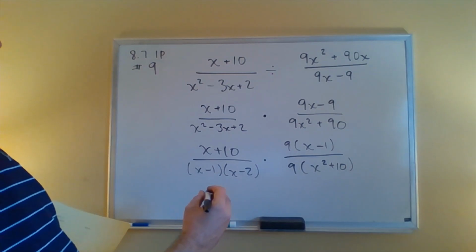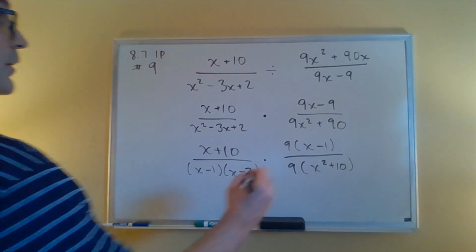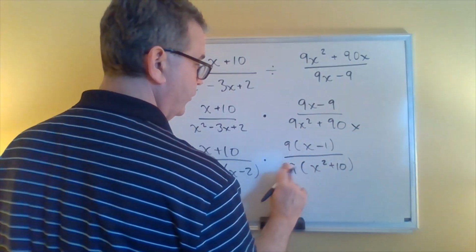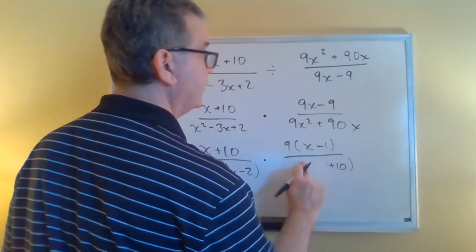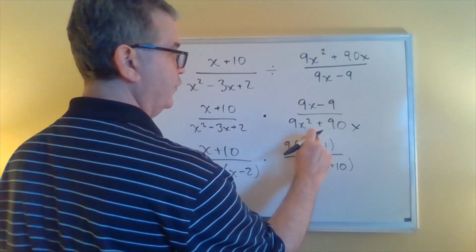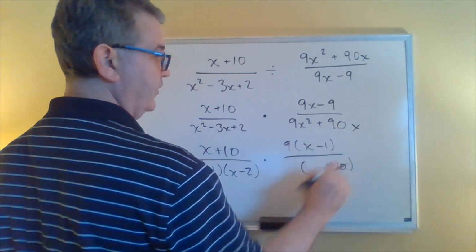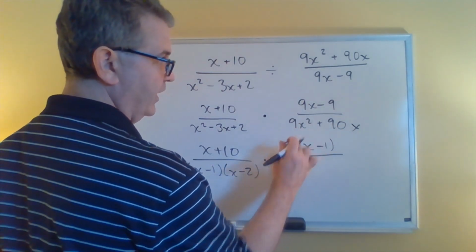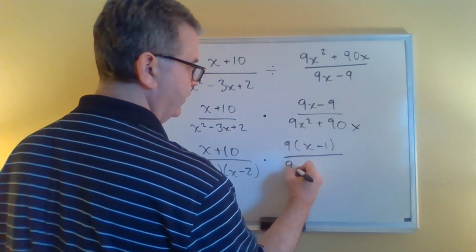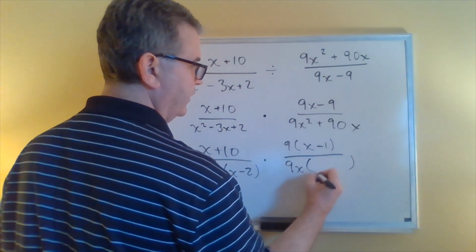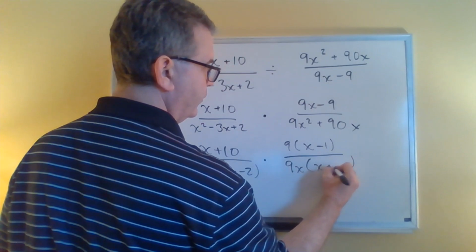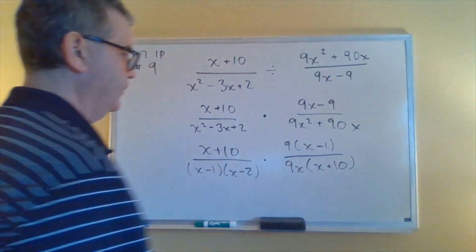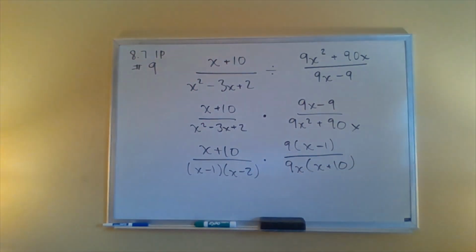Oh, that was supposed to be an x there. I'm sorry. So I can pull an x out of here. I messed up something there. So this was 9x squared plus 90x. So now when I'm factoring this denominator here, I can factor out a 9x as my greatest common factor. So I'll pull a 9x out of there. I'll get x plus 10. Okay, so here is my fully factored expression.